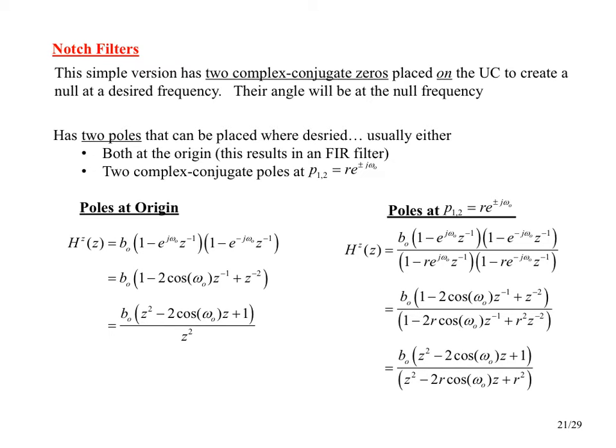And then we'll have two poles, and if we put both poles at the origin, then we get an FIR filter. Don't let anybody ever tell you that an FIR filter has no poles. Every FIR filter has as many poles as zeros. It's just that all the poles are at the origin.